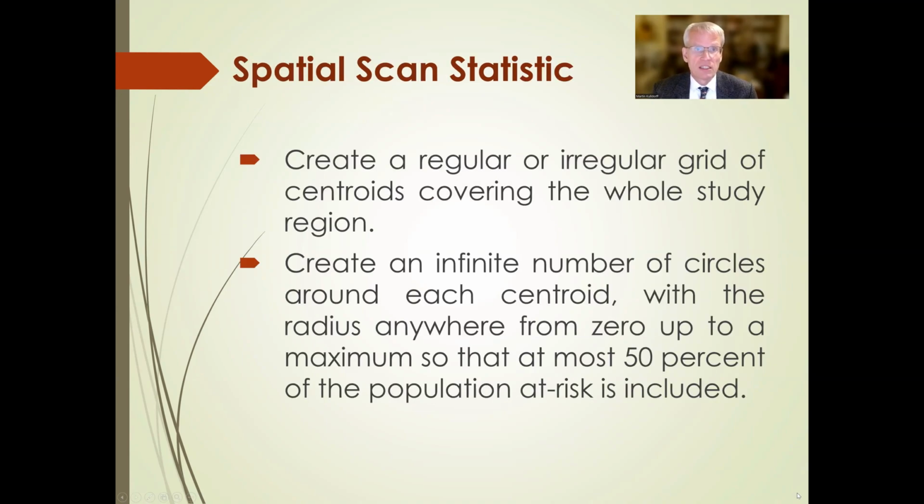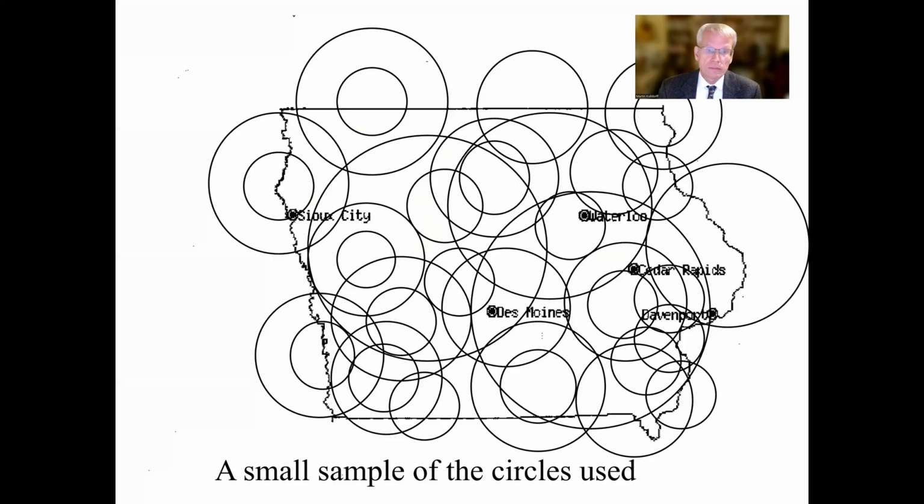So in the spatial scan statistic, we have a regular or irregular grid of centroids covering the whole region. And then we create an infinite number of circles around each centroid, from a radius of 0 up to where it includes 50% of the population at risk. So we have a collection of small circles and large circles in the east, west, north, and south. Here is just a small sample of the millions of circles that will be part of Iowa. And you can see that they're all overlapping, of different sizes and different locations.